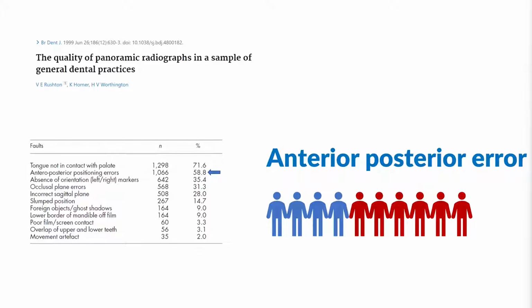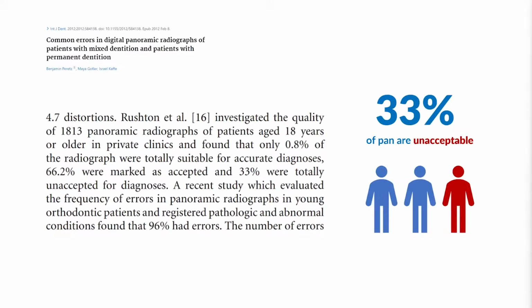The same paper also tells about 58%, or almost 6 out of 10, panoramic radiographs have anterior-posterior position errors. Now these are adding up. A patient may have both tongue position error and also anterior-posterior position error. Fast forward to 2012. This paper was done in Israel. So let's see what they found.